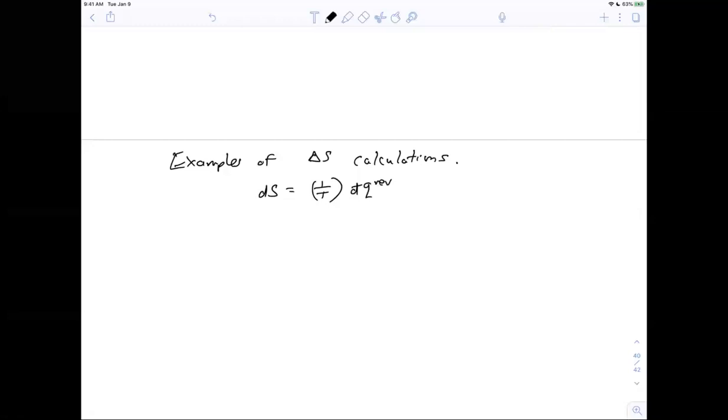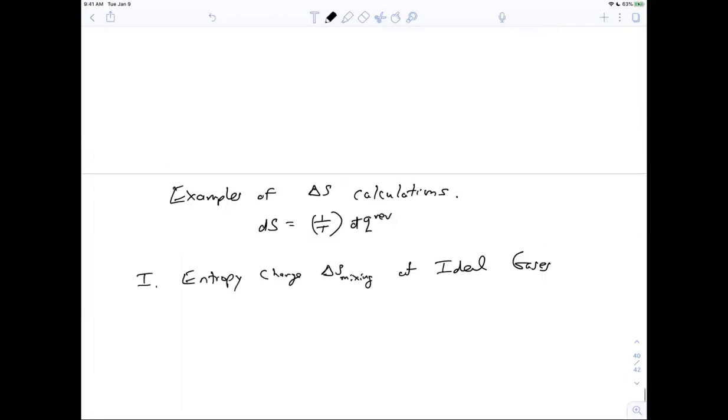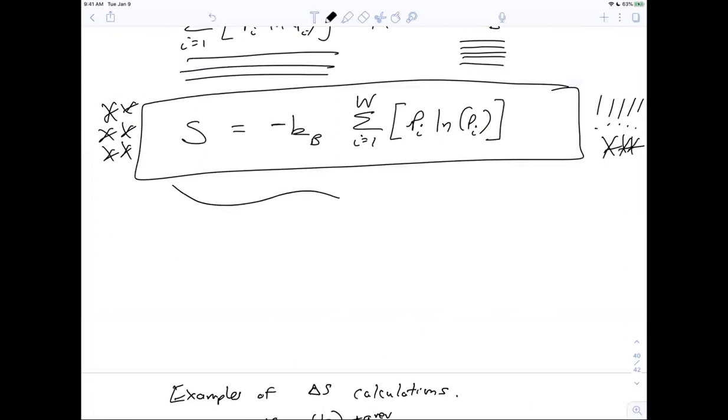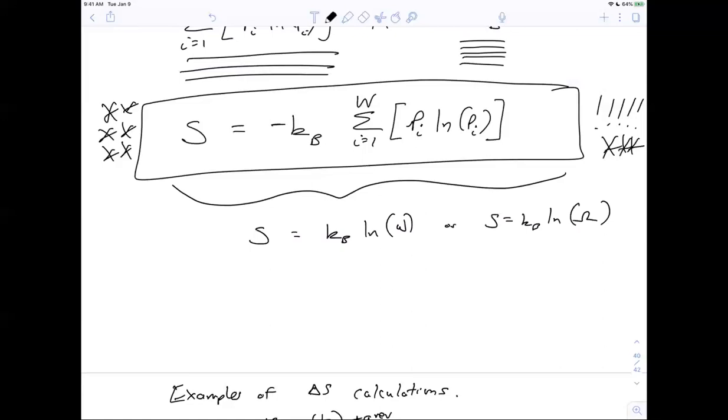So the first one that we're going to look at today is the entropy change, delta S, for mixing of ideal gases. Okay. And I want you to keep this expression in mind as we go through, because this is an indication of the probabilistic nature of entropy. Let me put in S equals k_B natural log of W, or you might see this as S equals k_B natural log of omega, where omega is the number of ways or number of arrangements that a system can be found in or realized in.